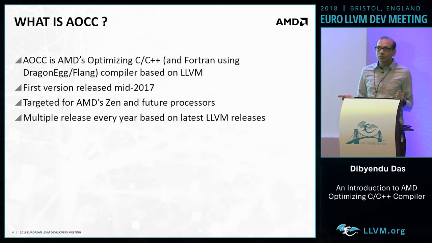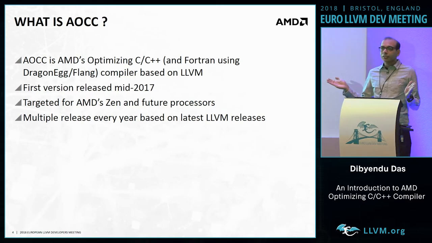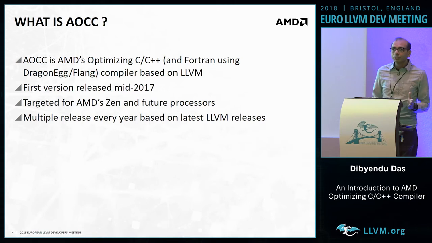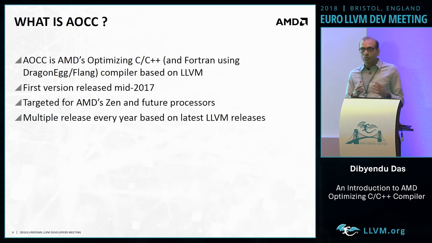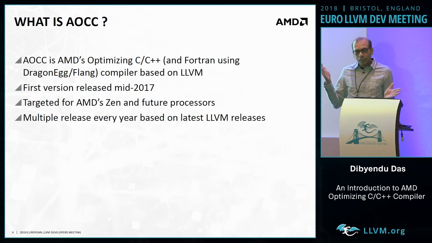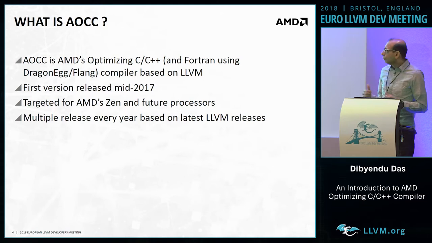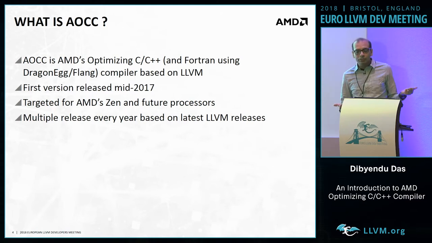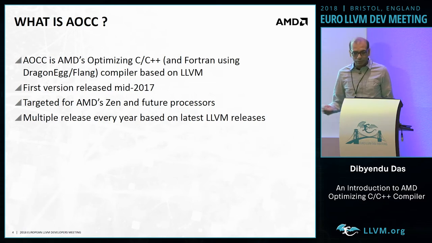The first version of AOCC was released last year, mid-2017, aligning with our AMD server launch, which is known as EPYC. AMD, as you may know, did a server launch after a gap of about 3 or 4 years. So it was a big bang launch for AMD, and we aligned with that launch. As you can see, our main targets are AMD's Zen and the future processors that are going to come down the line.